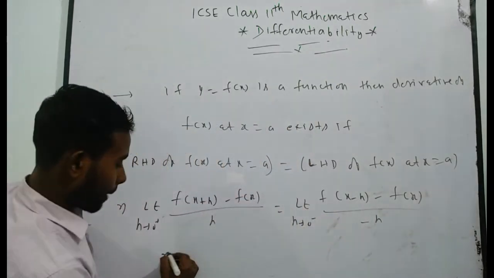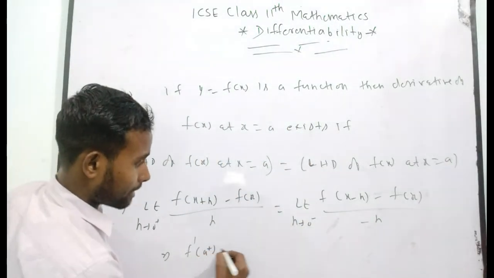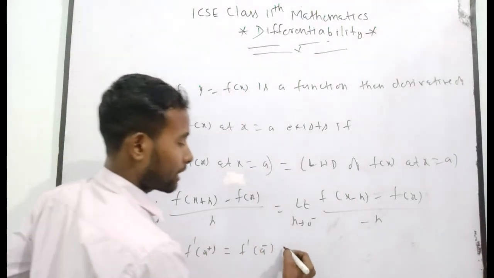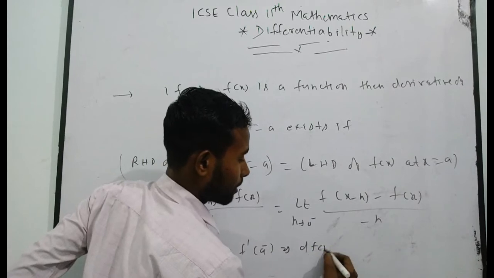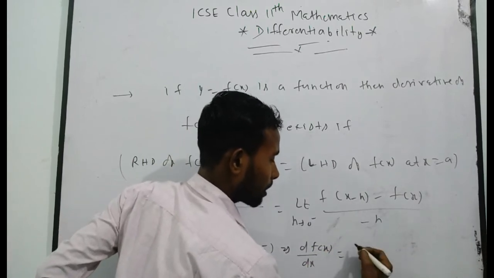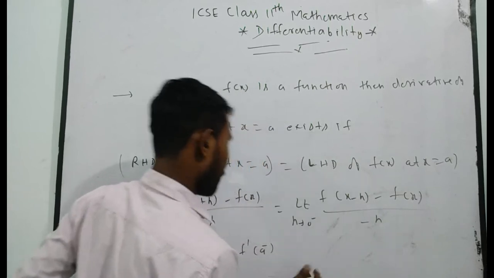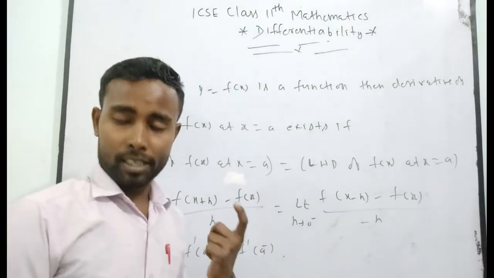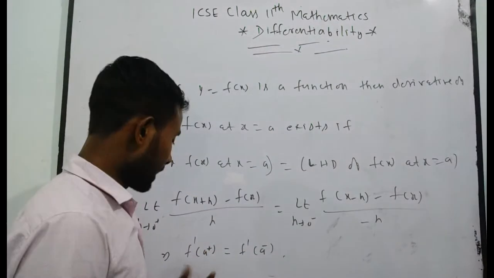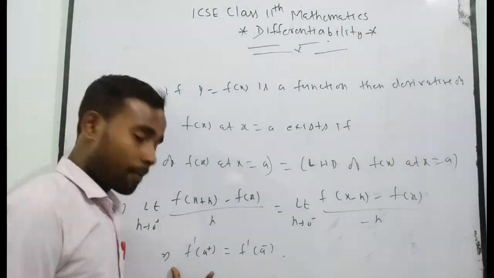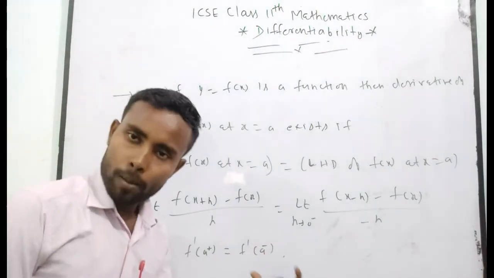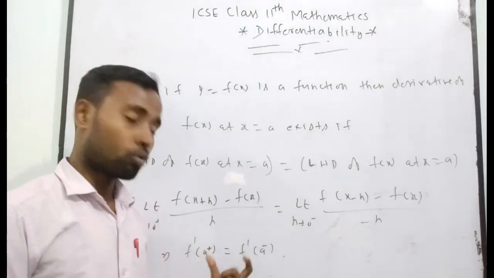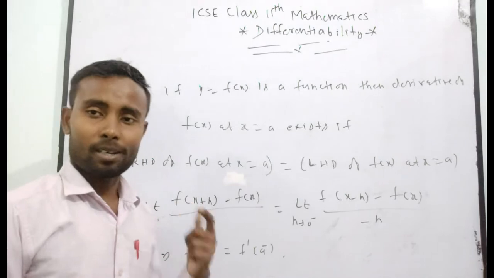It is denoted by f dash a plus, and LHD is denoted by f dash a minus, and totally it is denoted by df(x)/dx. This is the actual thing. If in any problem they ask about the existence of the derivative of a function, then find the right hand derivative and left hand derivative. If both are the same, then you can say the derivative of the function exists.